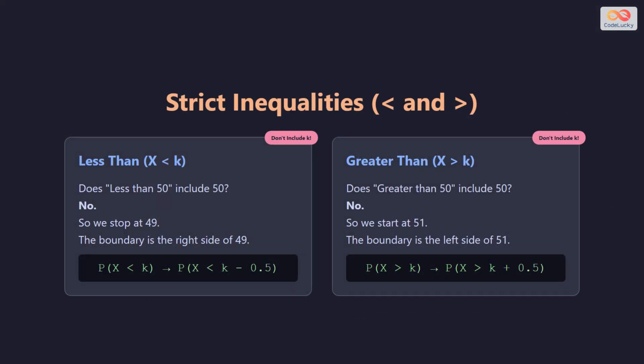Be careful with strict inequalities where we do not have the "or equal to" part. If the problem says less than 50, it means 50 is not included. So we really stop at 49. Our boundary becomes 49.5. Similarly, for greater than 50, we do not count 50, so we start at 51. Our boundary becomes 50.5. Always ask yourself, does this inequality include the number before adding or subtracting?